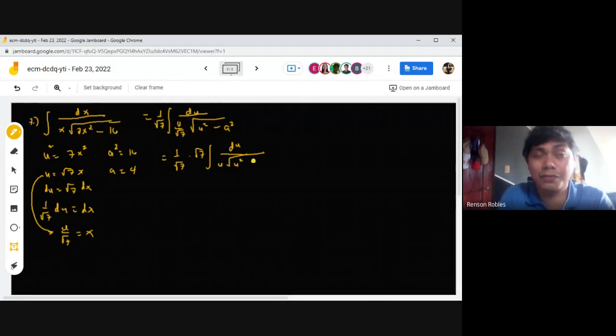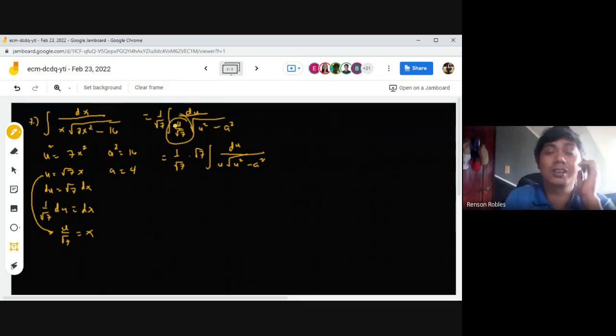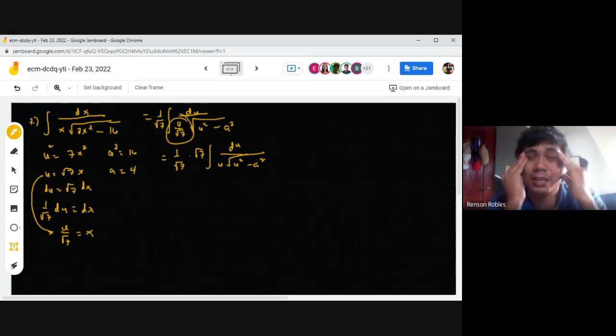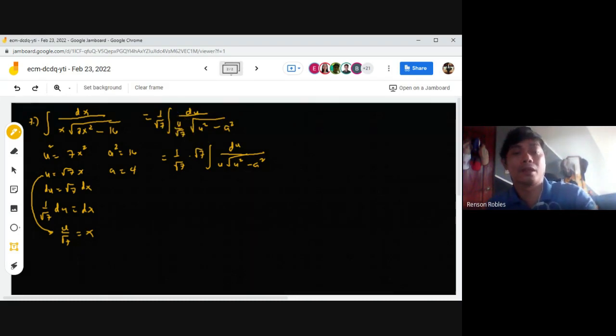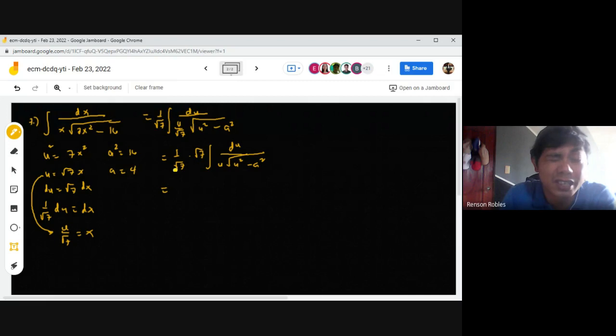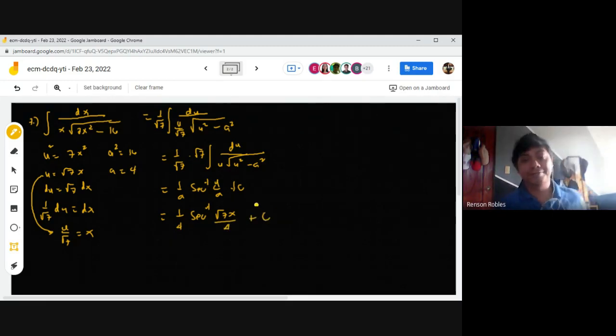u square root of u squared minus a squared. Okay? And this is square root of 7, galing siya dito sa u over square root of 7. Kasi, this u square root of 7 na to will be written on the numerator when simplified. So this is now equal to, this can be cancelled out, 1 over a arc secant u over a plus c. And then that's 1 over 4 arc secant u, what is our u? u is square root of 7x, all over a, and that would be 4, and then plus c. And you're done. Okay?